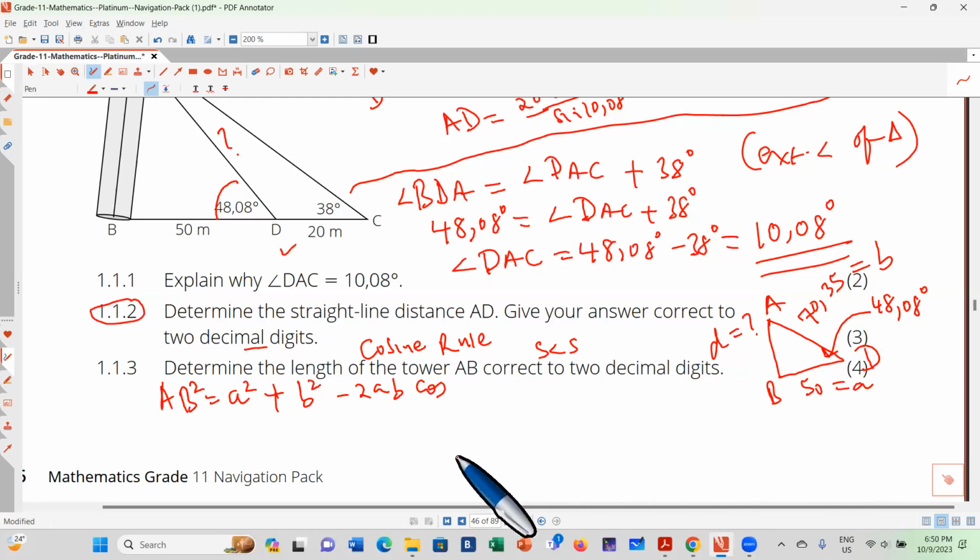What is the angle included? So you can write it like that. The angle included is the angle D. So we substitute. What is A? It's 50 squared. B is 70. A is 50.